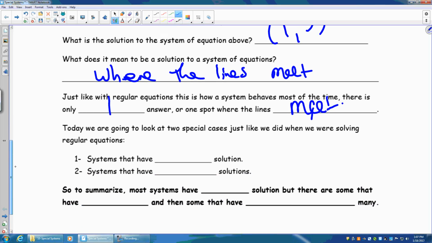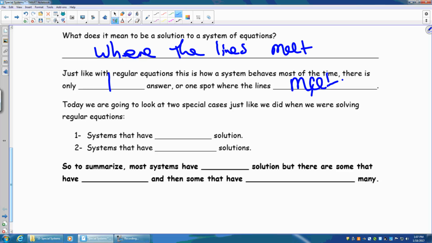It happens when systems have no solution, and that should be pretty familiar for us, or systems that have many solutions. So just to summarize everything that we just said on the front here, most systems have one answer or one solution, like that one up there had 1, 3. But there are some that have none, and then some that have infinitely many.